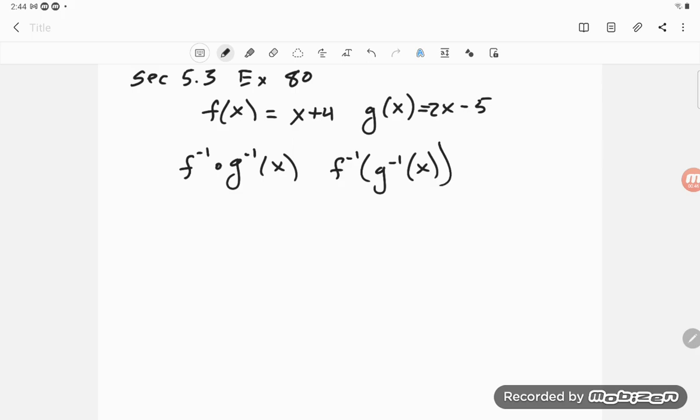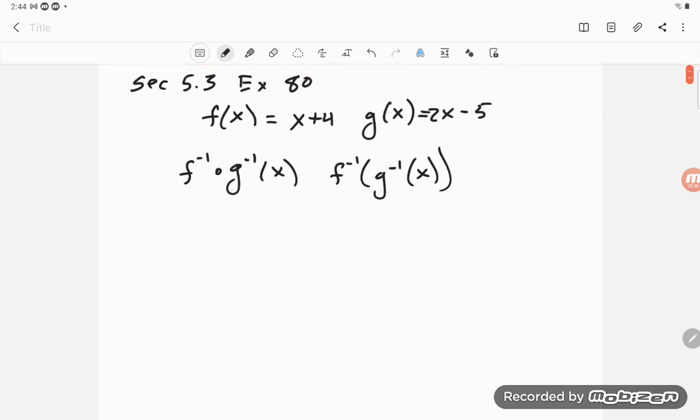Now, I've got a couple ways to do this. One way is to compute each of these inverses separately. So, I've got y equals x plus 4, switch the x and the y, and I get y equals x minus 4. And so there's my f inverse of x is x minus 4.